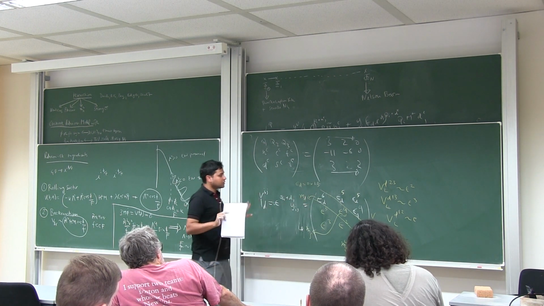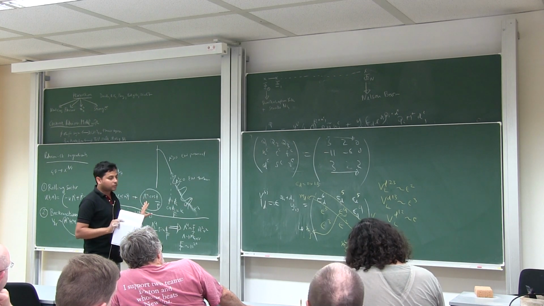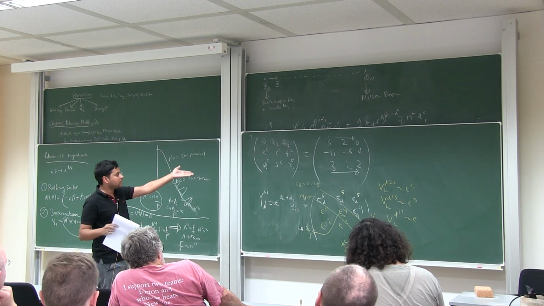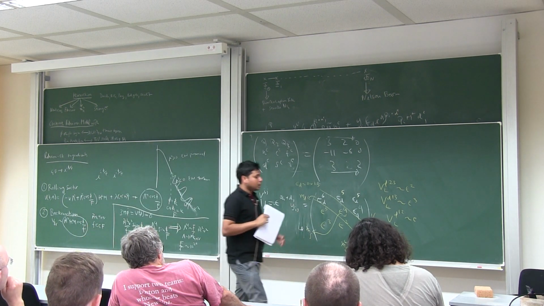But okay, so this is what I have. The down sector works perfectly just because I've used the usual thing. Many hundreds of papers have already used this kind of charges and it works. What about the up sector?